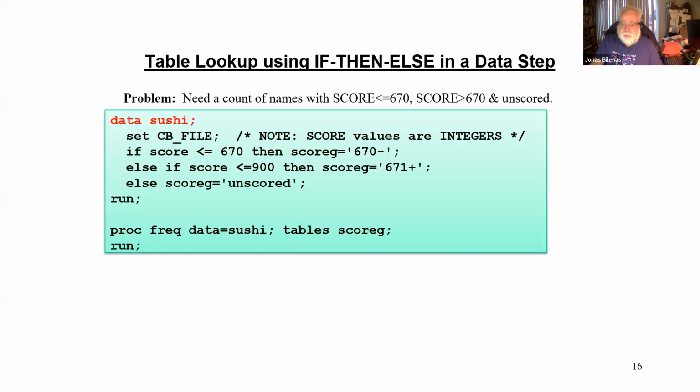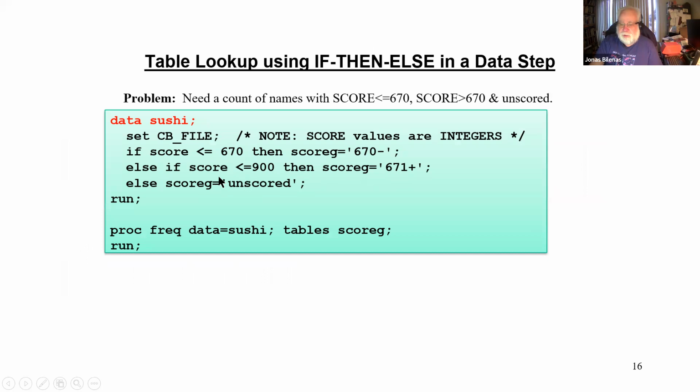So let's look at the code. You could do it in code without using a format. If score is less than 670, then the score group is 670 negative. Also, if the score is less than or equal to 900, then the score group is 671 plus. Else the score group is unscored.